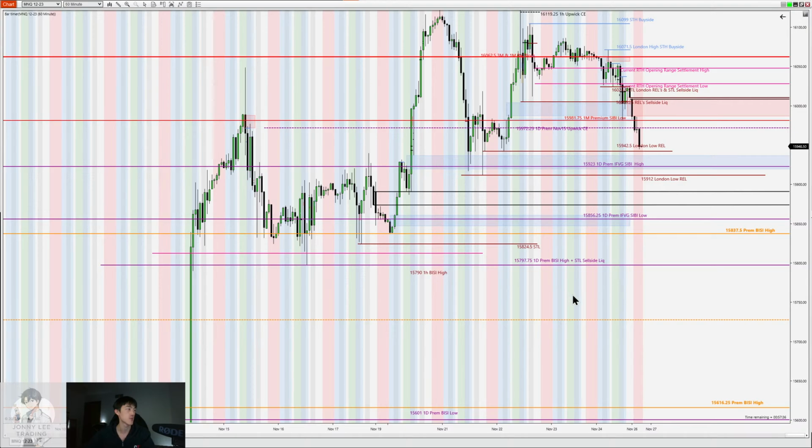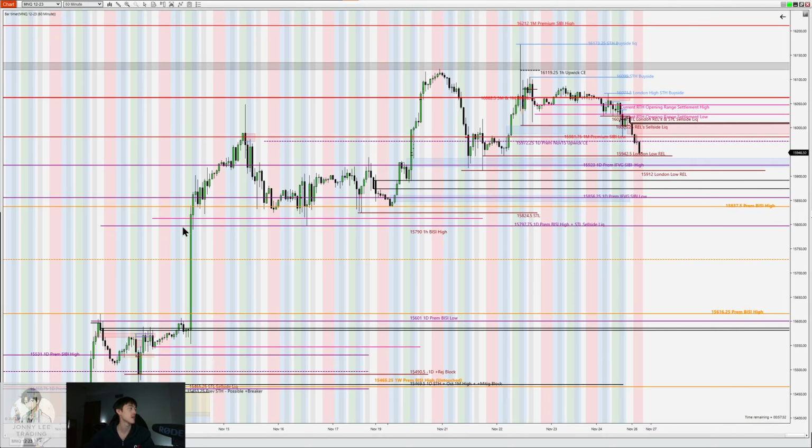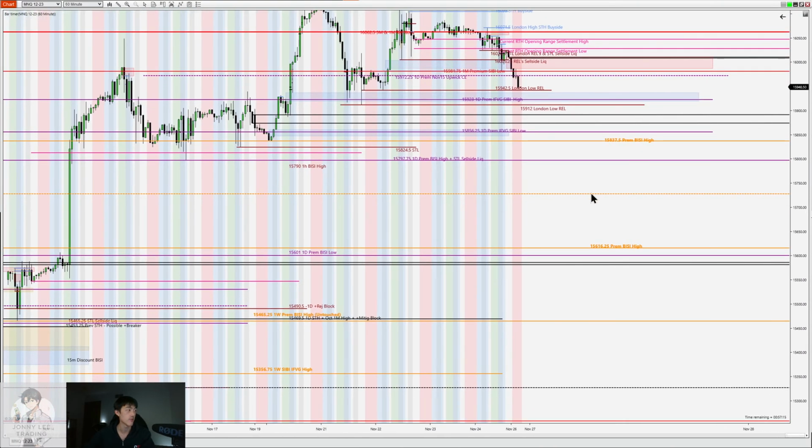And let's see what else we got here. Basically, this is also a very huge area of liquidity that we need to head down and take out too. So all of these confluence together to lead me to believe that we need a retrace down here first.